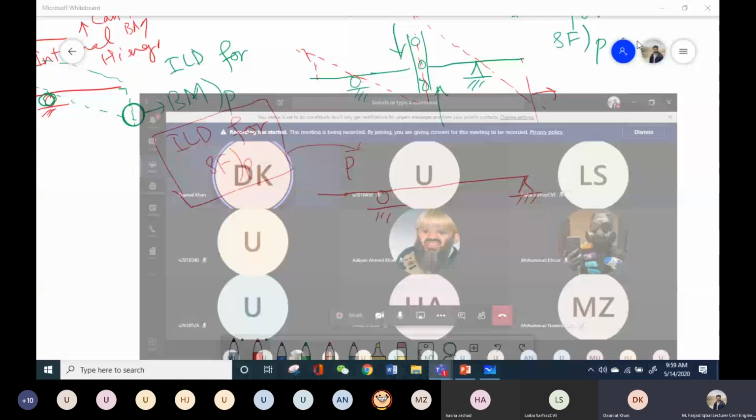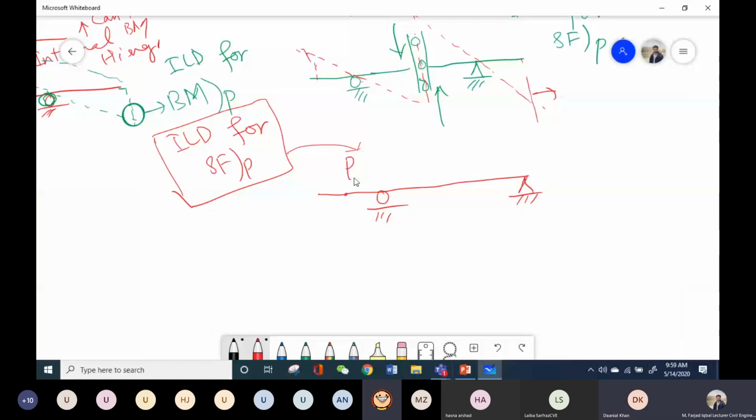Okay, just physically see that you are saying that on the right side there will be a seesaw. How will that seesaw look like? Sir, it will be pivoted on the left support.